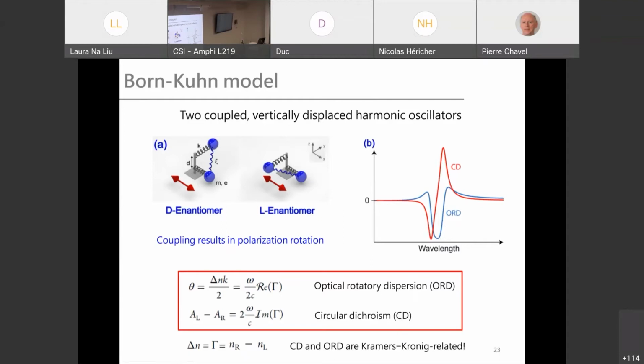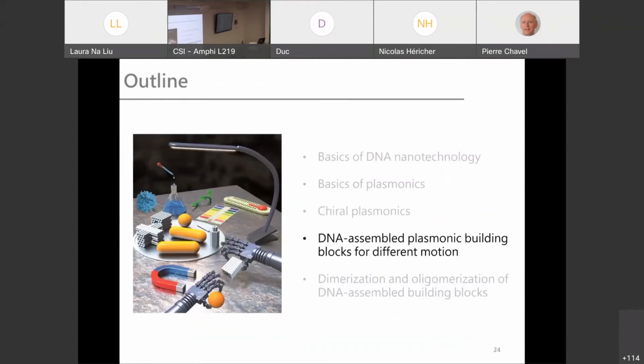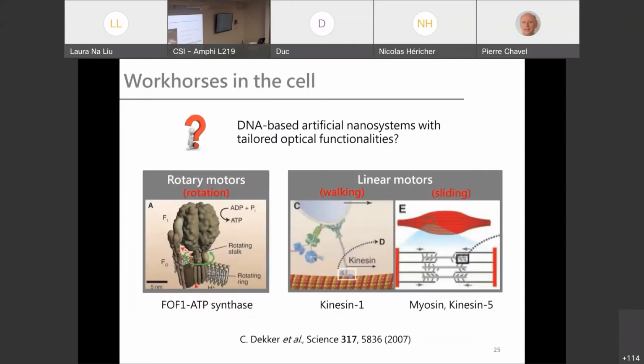All right, so after we have obtained the insight about DNA technology, plasmonics, and slightly the chiral plasmonics, in the following I will show you several examples of DNA-assembled plasmonic building blocks for different motions. So this comes up with a key question as follows. Is it possible to build DNA-based artificial nanosystems with tailored optical functionalities?